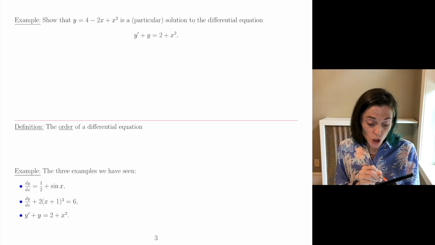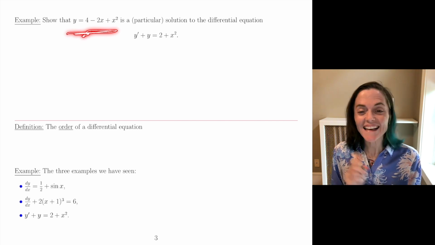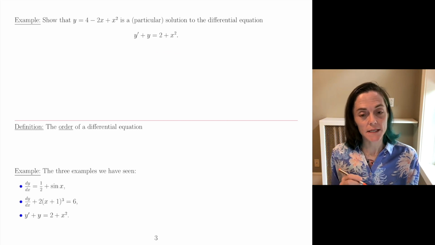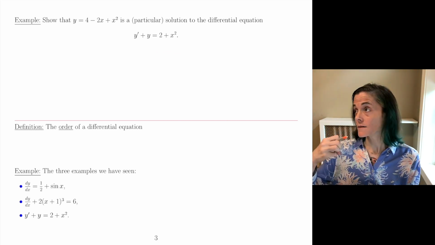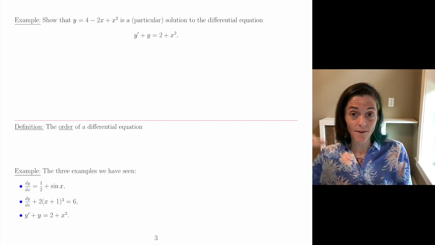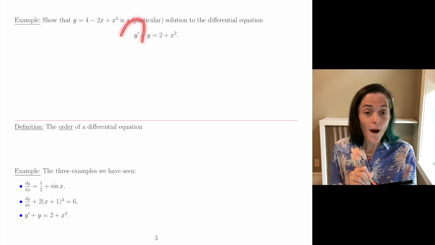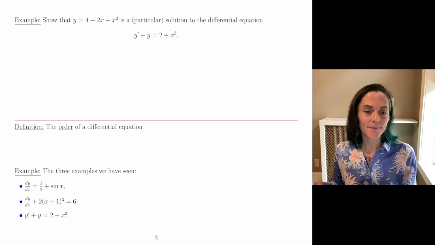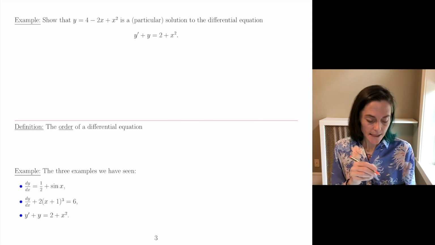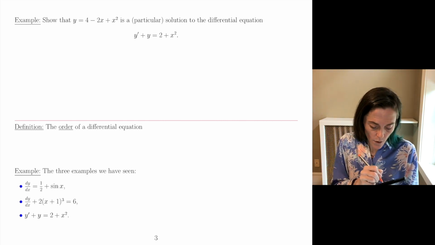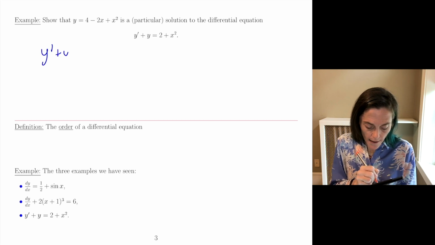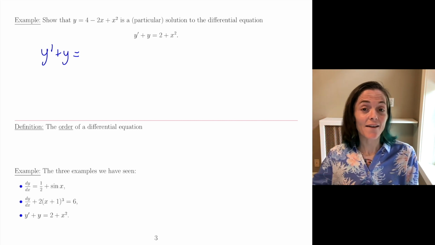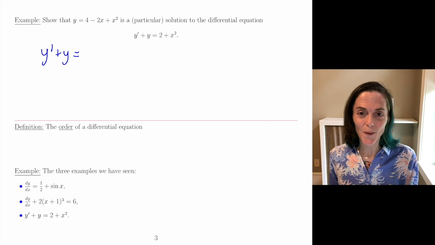Now, we want to show that this y is a solution to this differential equation. This is the first time we've seen a differential equation that is not just dy/dx or y prime is some function of x. Here we have y prime plus y equals 2 plus x squared. Well, how can we do this? Let's see. We can start with the left-hand side. What is y prime plus y? We should be able to simplify and arrive at the right-hand side of the differential equation.